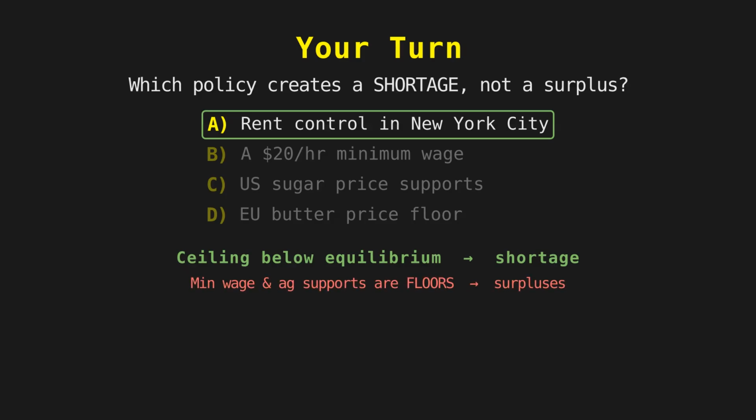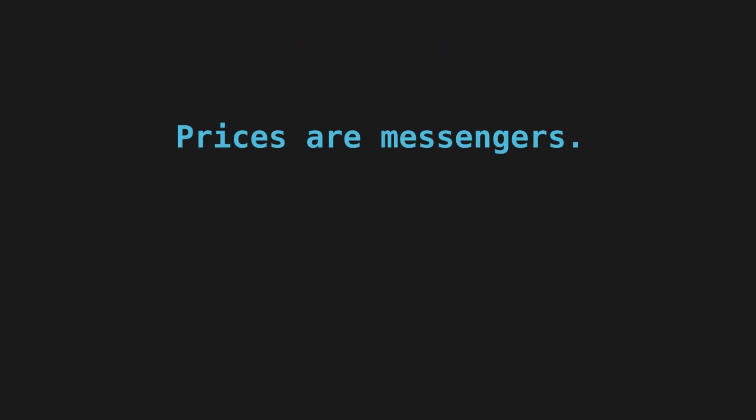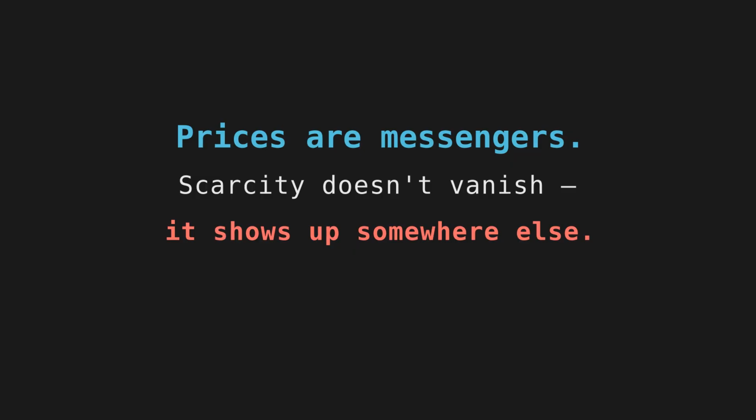They create surpluses. Prices are messengers, carrying information about what's scarce. You can shoot the messenger, but the scarcity doesn't vanish. It just shows up as a waiting list, a queue, a neighbor with a connection. The X always wins.